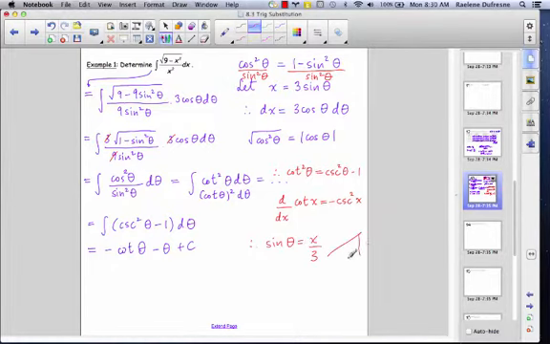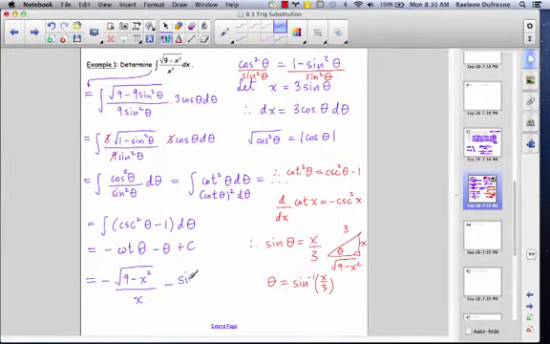As soon as we see that information, we can and maybe should draw a triangle and label all of the sides. Continuing to solve says that theta is equal to sine inverse of x over 3. And the cotangent of theta is going to be adjacent over opposite. So we get negative the square root of 9 minus x squared, all divided by x, minus theta, which is sine inverse of x over 3, and then plus a constant.